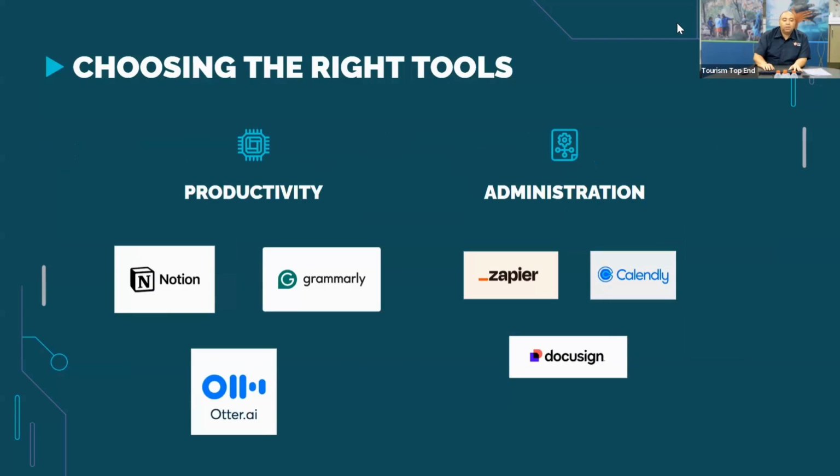Productivity tools, Notion, Grammarly, these are all tools that work with AI or use AI to make things easier for you to function. Otter AI is great for recording meetings and transcribing those meetings. Grammarly is great for making sure that your grammar and spelling are correct. Notion AI is a project management sort of tool. And then there are administrative tools: Zapier, which connects all these tools together, and Calendly, which helps you schedule appointments. So yeah, there's just loads of them.